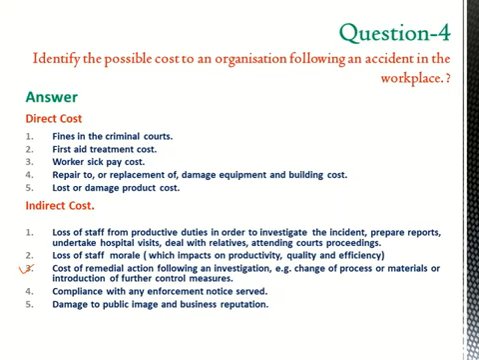Third one is cost of remedial action following an investigation. When an investigation has been made and the result shows that due to this root cause the accident has occurred, you have to change the process. Maybe you need to change the process as well as material, as well as introduce a further control measure, because the one already implemented is not effective, so you need to implement other control measures. So this is also an indirect cost.